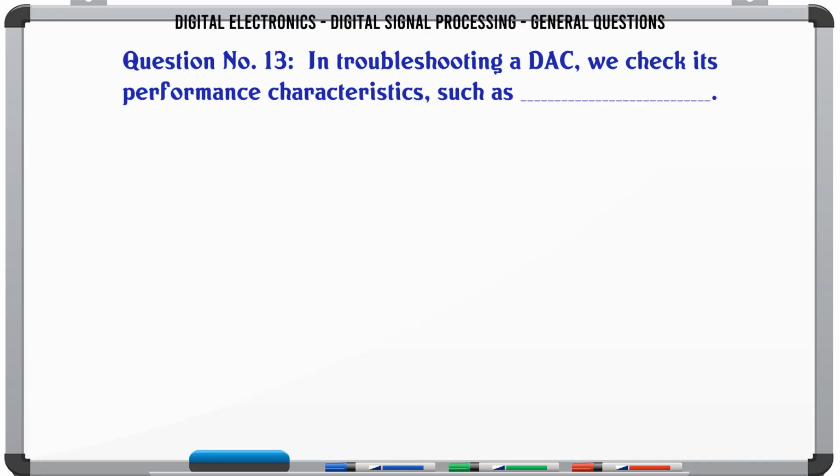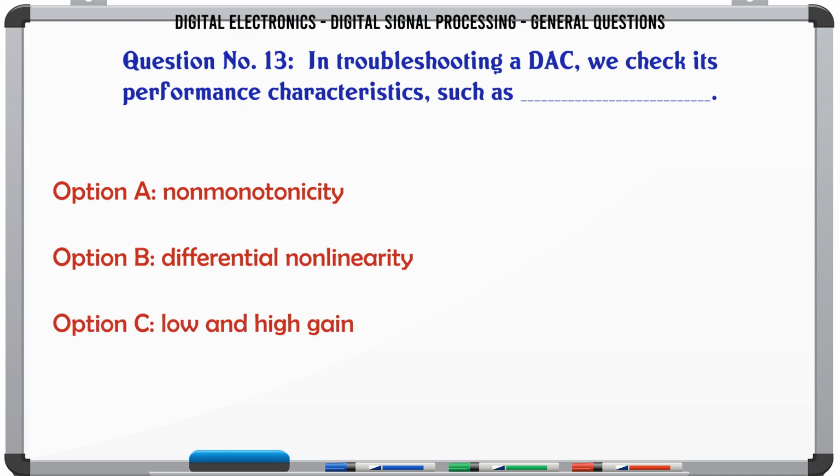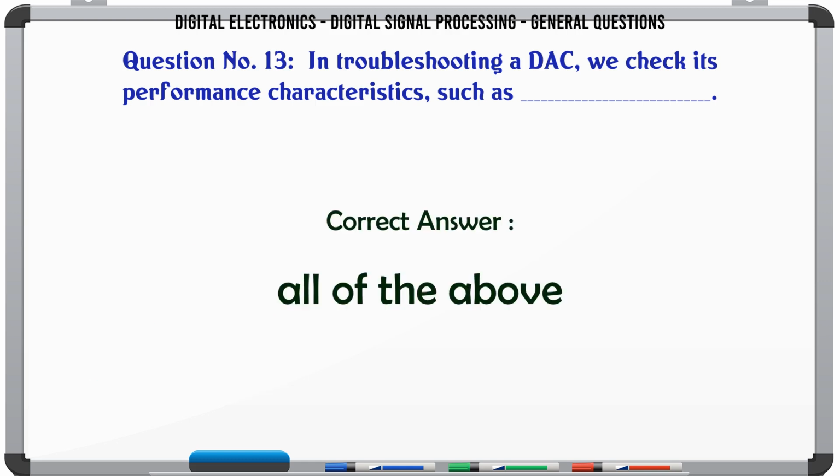In troubleshooting a DAC, we check its performance characteristics such as A. Non-monotonicity, B. Differential nonlinearity, C. Low and high gain, D. All of the above. The correct answer is all of the above.